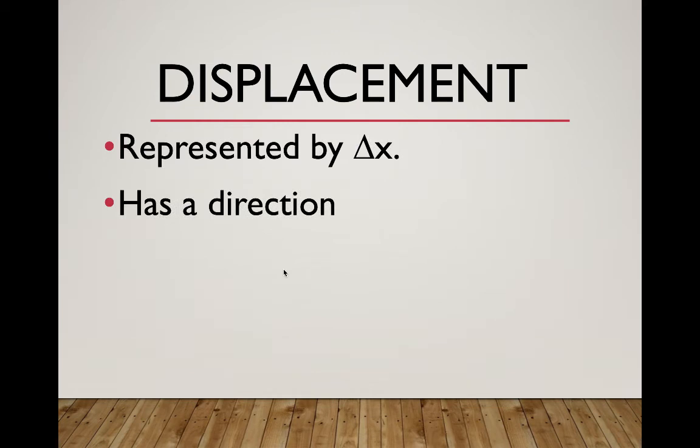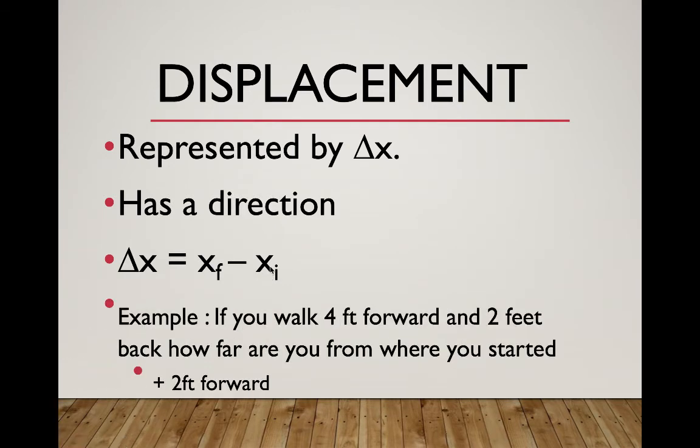We can represent it by the equation of just the change of x. And it does have a direction. So this is called delta right here. Delta x, where delta represents the change. And that's going to be x final minus my initial x. So my final position minus my initial position. So if I walk 4 feet forward and then I come back 2 feet, my total distance in this case, so I'm not talking displacement, I'm talking distance.